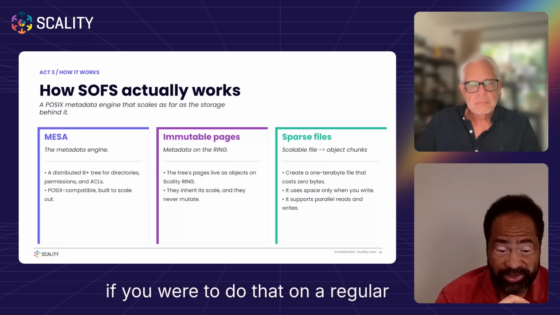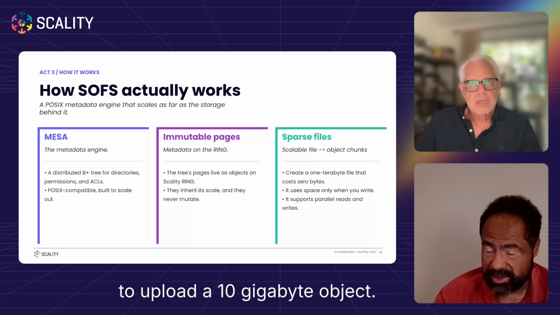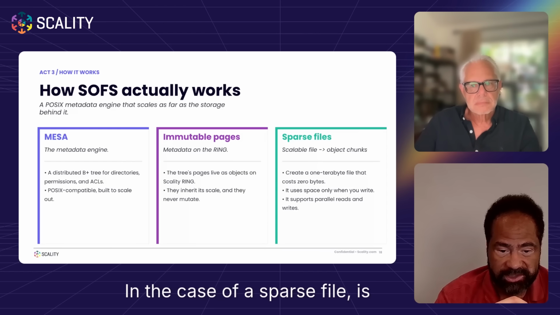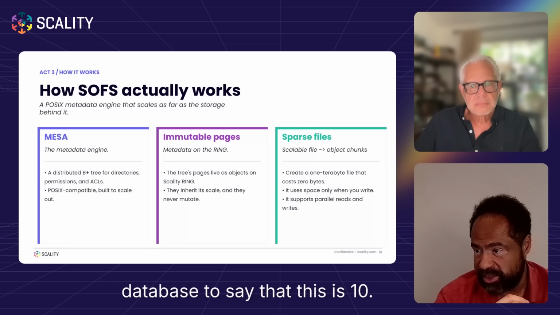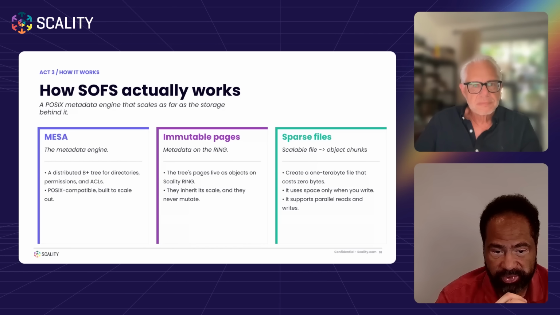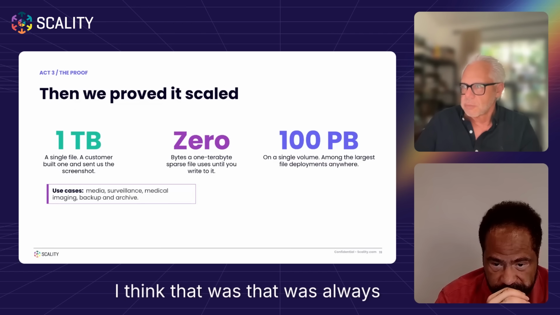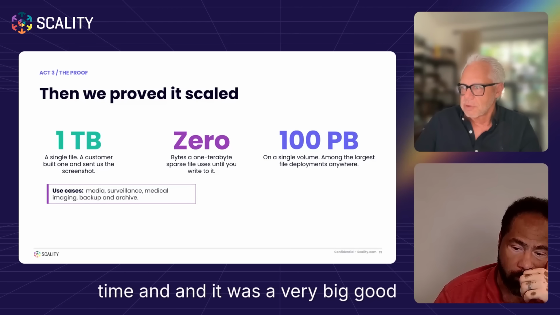If you were to do that on a regular object store, you actually do need to upload a 10 gigabyte object. Got it. In the case of a sparse file, the files are databases, so you just change a metadata in the database to say that this is 10 terabyte. So basically a no operation. That's so efficient. I think that was always something we highlighted at the time, and it was a very good feature.